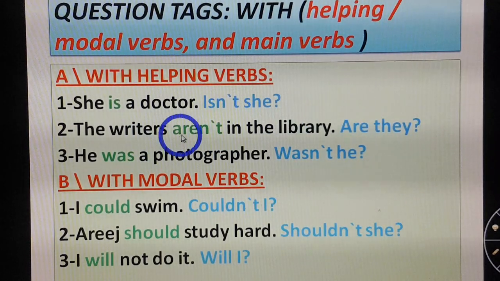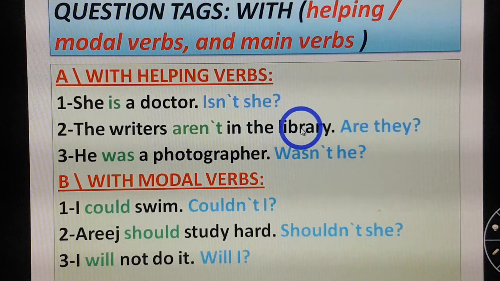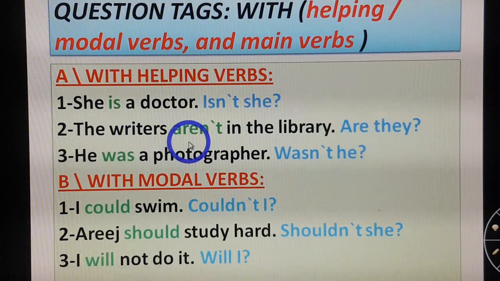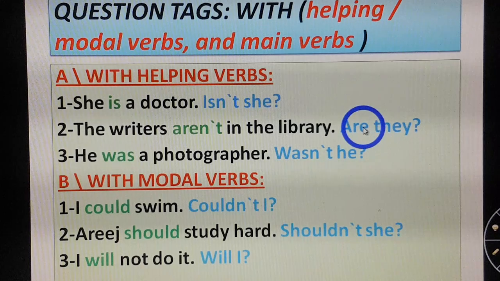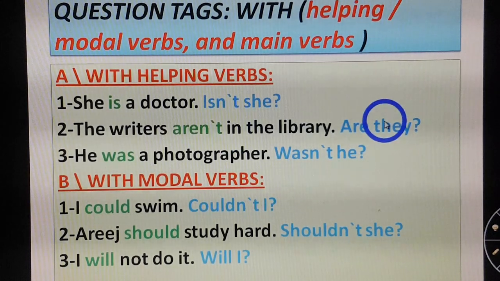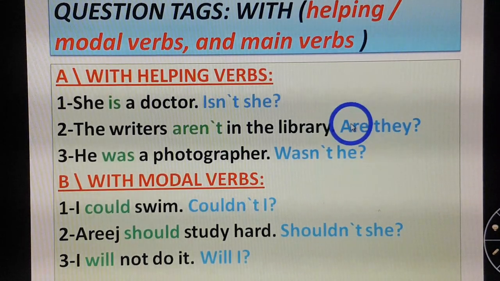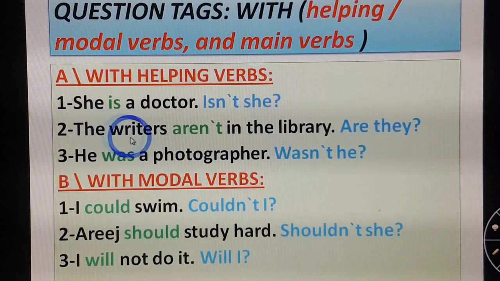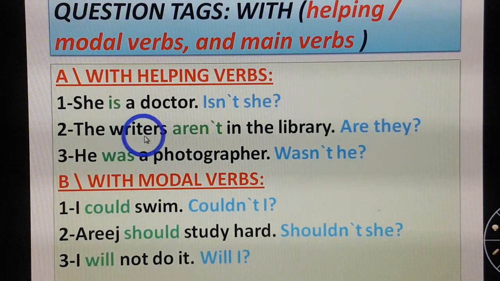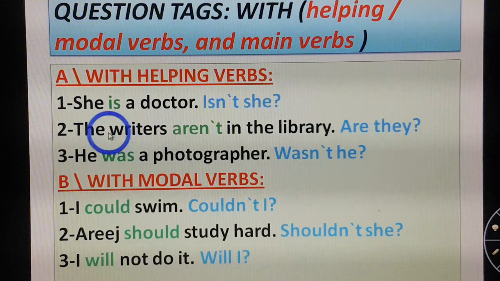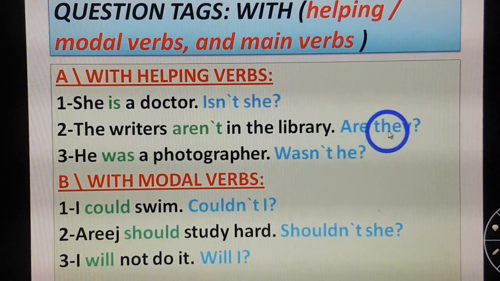The writers are not in the library. هنا عندي الجملة negative، إذن السؤال راح يكون positive. Are they? طبعا لاحظ هنا aren't تصير are. Writers، الكتاب writers هنا plural جمع. Writers لاحظوا ايش حولناها: they.